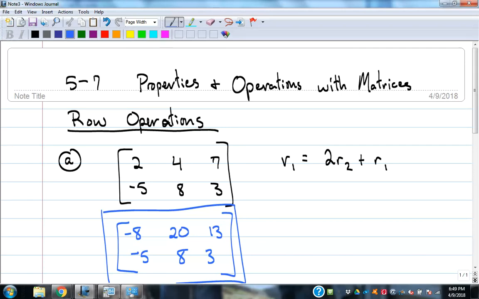Okay. Not rocket science. Okay. Just taking the instructions they give you. They tell you exactly what to do, and they tell you to change which row. They're going to tell you which row to change.